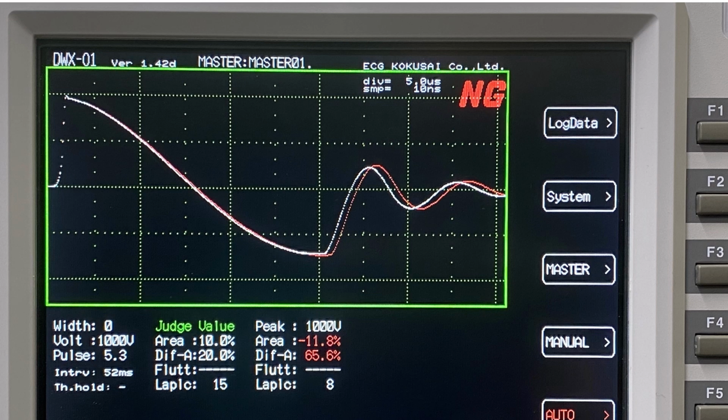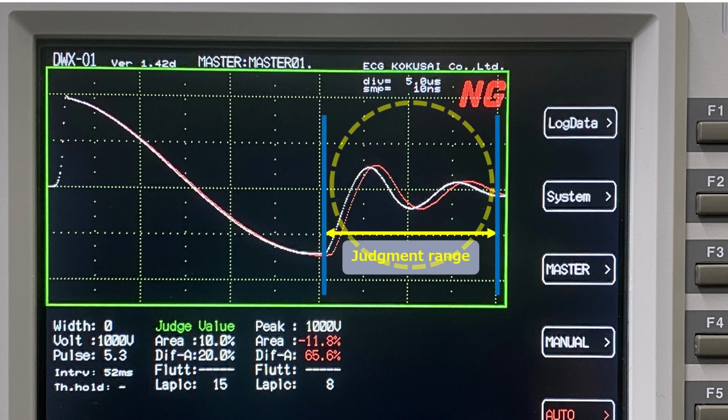When determining layer shorts, the evaluation is primarily based on the degree of deviation between the master coil's waveform and the test coil's waveform within approximately 2 to 3 cycles after the tester's output switch turns off. This is done by comparing the area values of the waveforms.